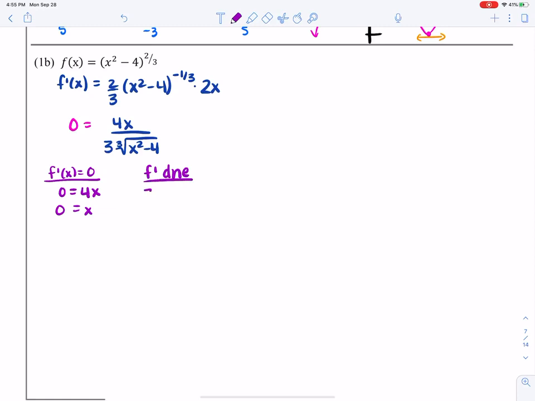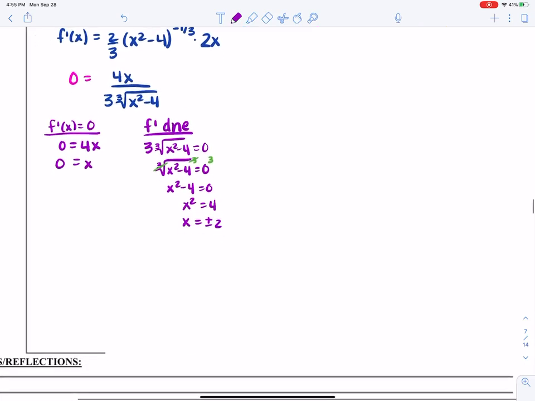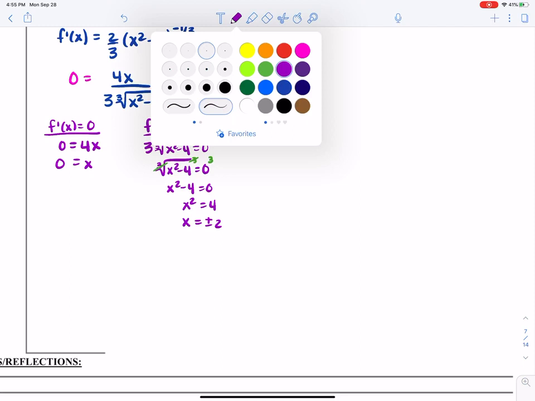So that means we're going to take our denominator and set it equal to 0. Dividing by 3 will give me just the cube root of x squared minus 4 equals 0. If I raise both sides to the 3rd power, my cube root goes away, and I get x squared minus 4 is equal to 0. X squared is equal to 4, which means that x is both positive and negative 2. So we're going to take both of these numbers and put them on our number line.